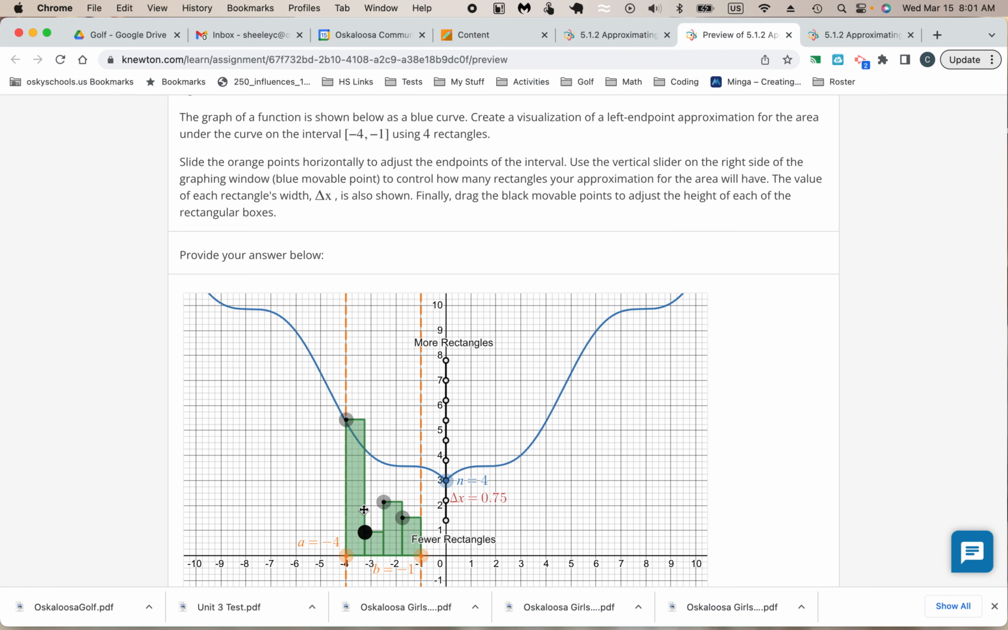the function. And we're going to take the left endpoint of the second rectangle, put it on the function. And the left endpoint of the third one. Finally, the left endpoint of the last one. And they should all be on the function now.